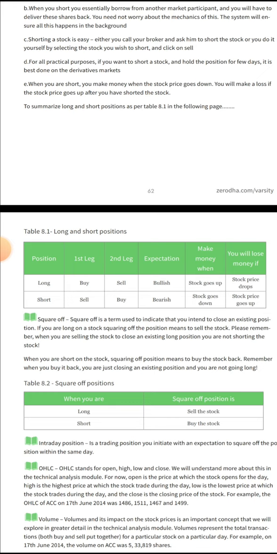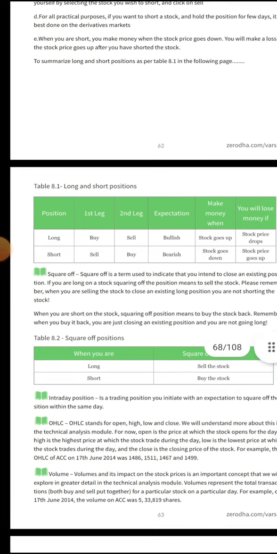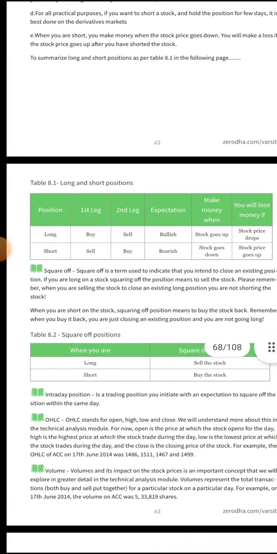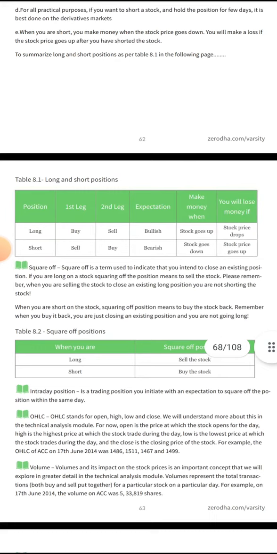Another jargon is square off. Square off is a term used to indicate that you intend to close an existing position. If you are long on a stock, squaring off the position means to sell the stock.